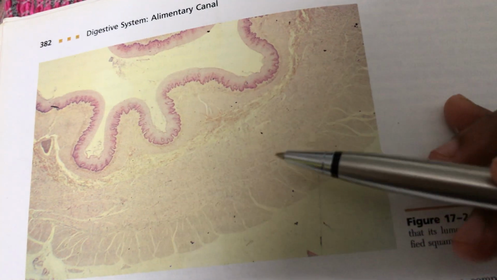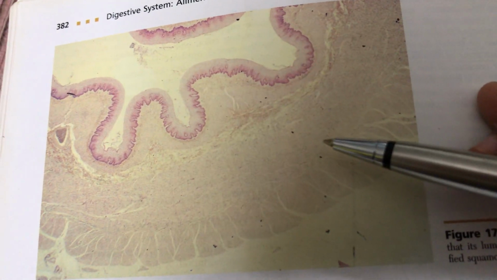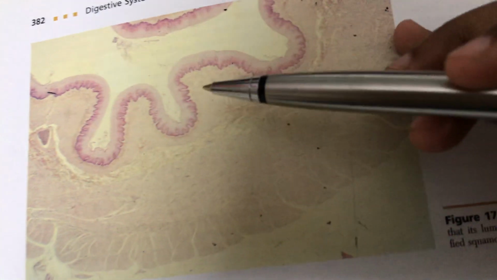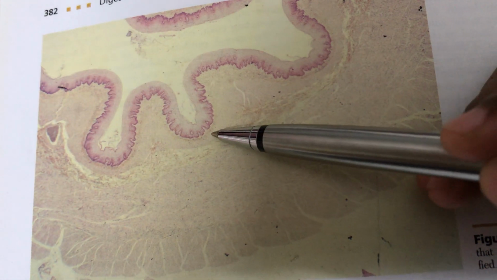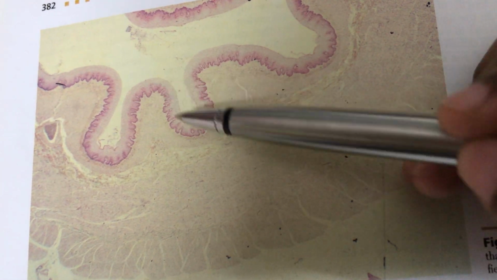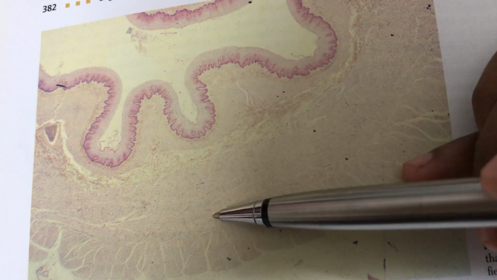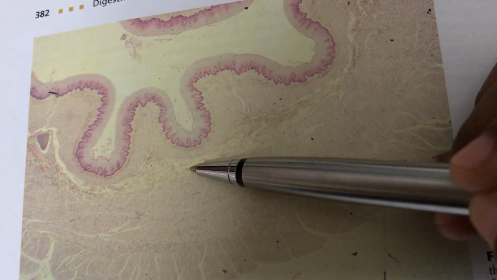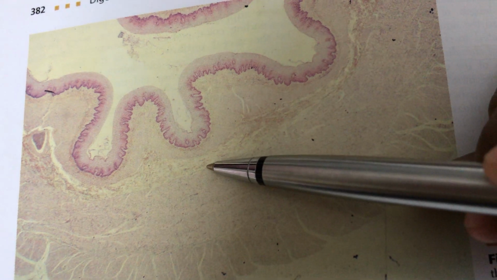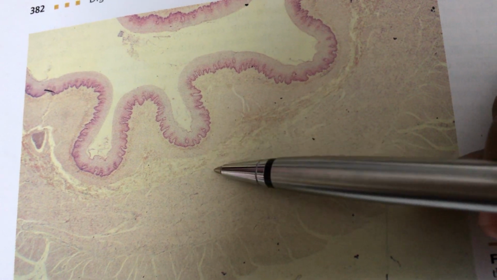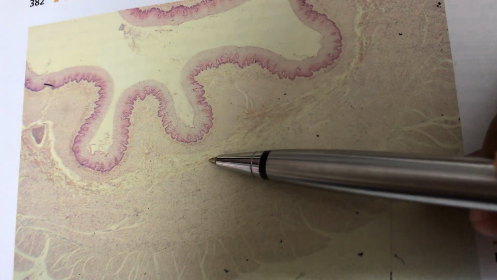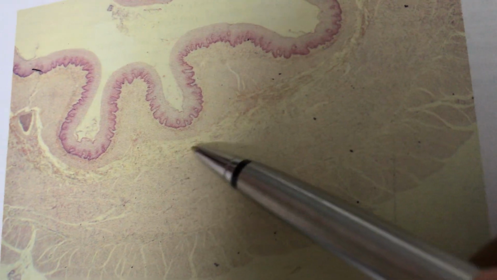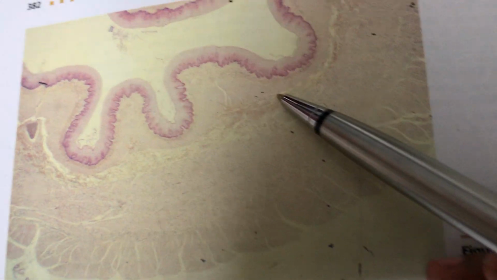A fast revision of the GIT slides, the important salient features of the GIT slides. Number one, we'll start with the esophagus. Esophagus: lining epithelium, mucosa, submucosa, everything is there. But the salient feature of the esophagus is in the muscularis mucosa. Usually it contains inner circular and outer longitudinal, but here you will be having only the longitudinal layer. That is the salient feature of the esophagus.